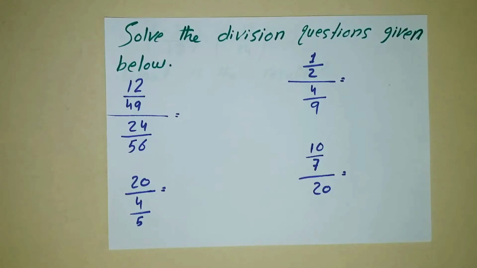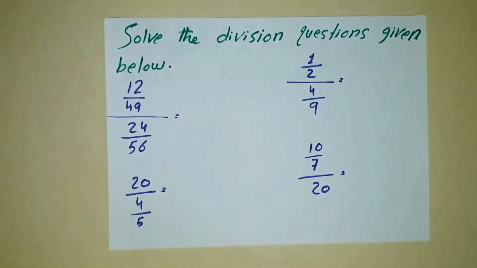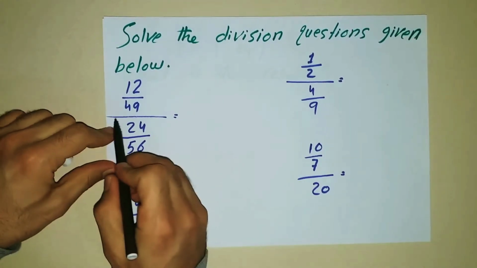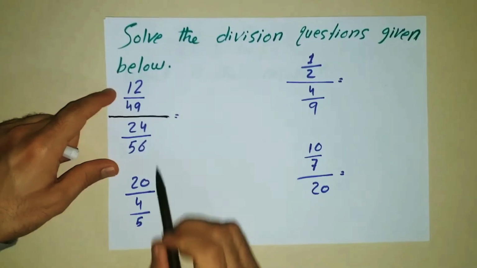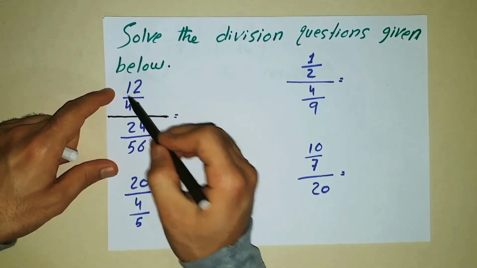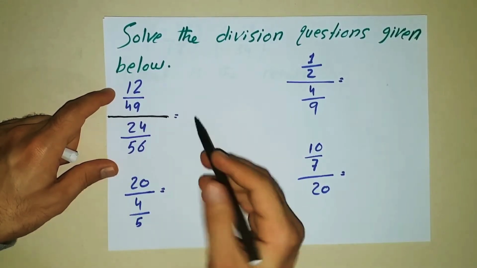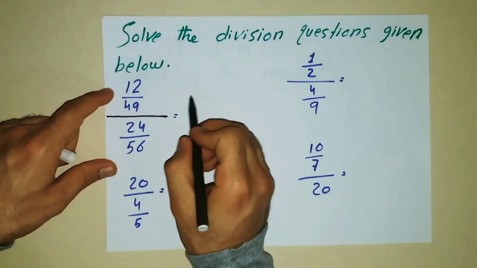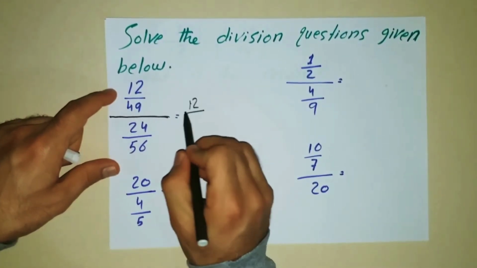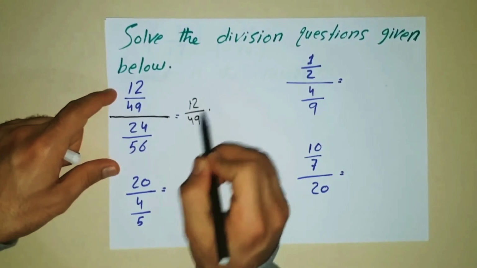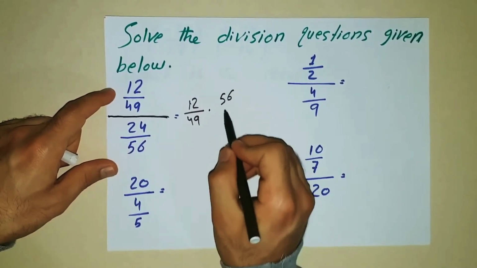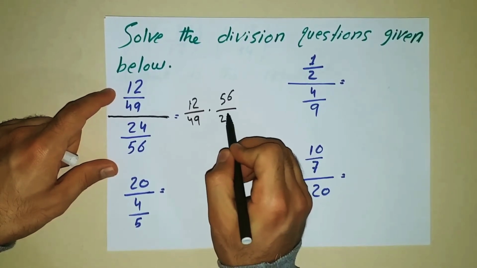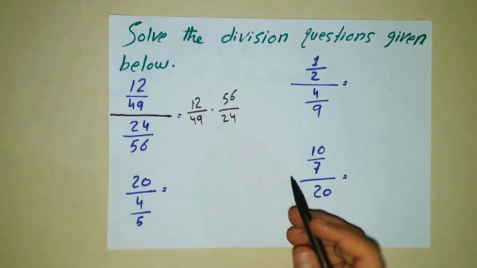We can solve this division question. It is also a type of division; this sign is called division, and it's in fraction form. So in division, I will write the first one the same, and I will write the second one in the opposite, and I will put the multiplication sign, like 12 by 49 multiplied by the opposite of the second one, 56 divided by 24.